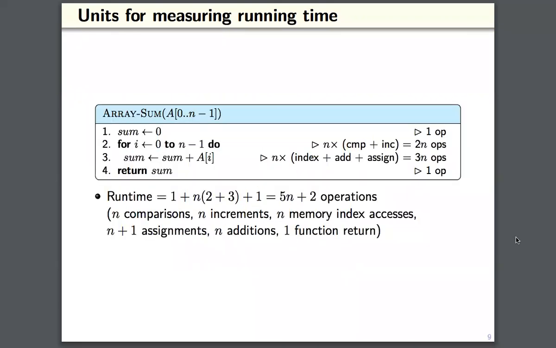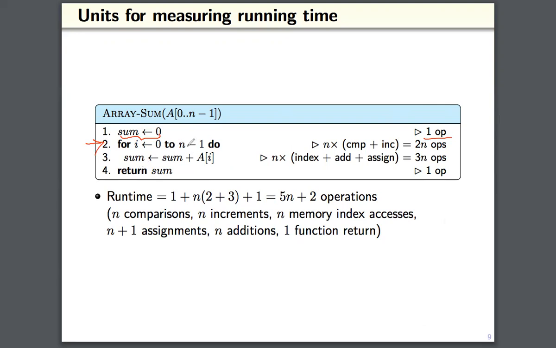Let's take a simple example, array sum. You are given an array of n numbers and you want to add all the values. Okay. So array from 0 to n minus 1, sum is equal to 0, and this is a very simple program. Let's directly go to the operations. So we have one assignment here, one operation. And what do we have here in line 2?